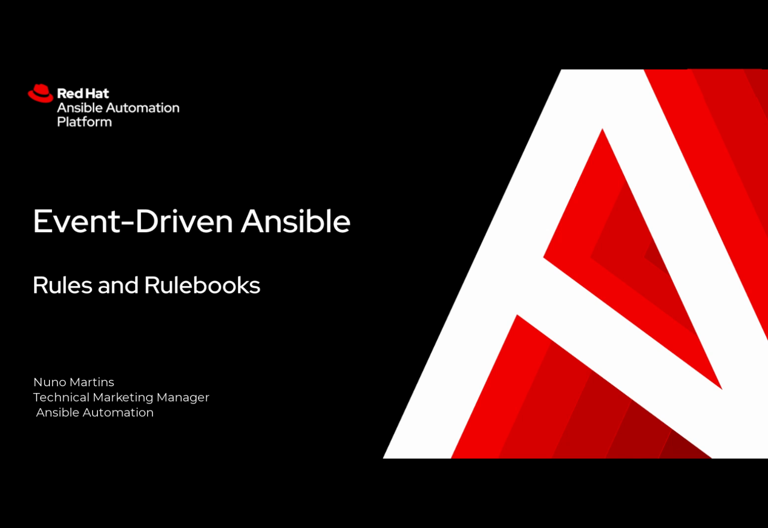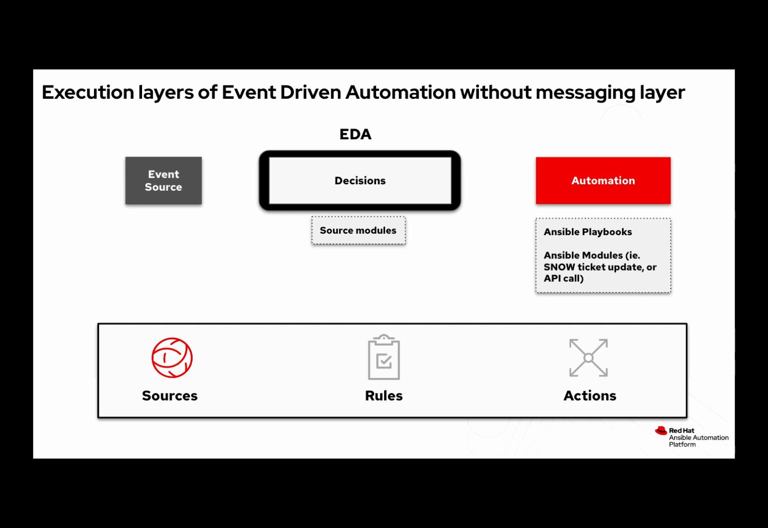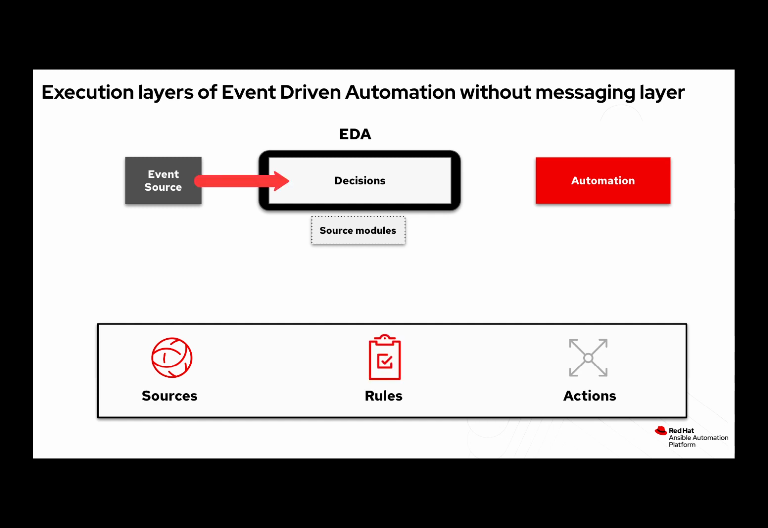Now, event-driven Ansible is built on three main components. We have sources, rules, and actions. The sources define how we can consume events from different platforms, and this allows us to hand that event over to our rules. The rules are the conditional components where we can match certain criteria, and based on those criteria being satisfied, we would then go on to the next part, which is all about our actions.